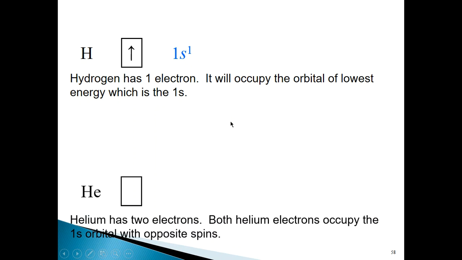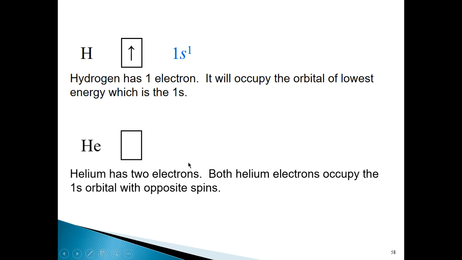The next element in line is helium, which has 2 electrons. We can get to the electron configuration of helium from hydrogen by simply adding 1 electron to the electron configuration of hydrogen, and that would be it.